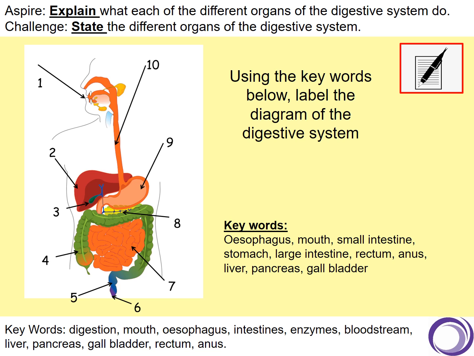So task number 1, I would like you on your sheets of paper to write numbers 1 to 10. And what I would like you to do is label as much of the digestive system as you can. If you need to, the keywords are written in the box to help you. I am going to give you 4 minutes. Off you go.